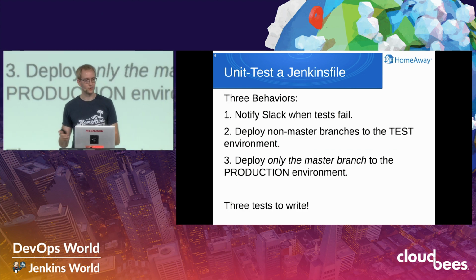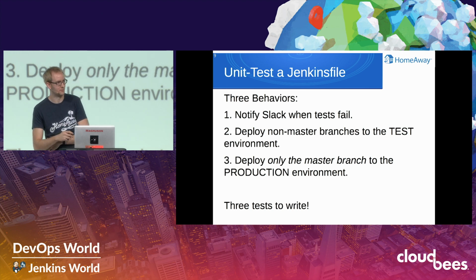So there's three behaviors that we're going to write unit tests for. We want to make sure that when the application tests fail, Slack gets notified. We want to test that non-master branches get deployed to the test environment, make sure that our CD is flowing, and we want to check that only the master branch gets deployed to the production environment.